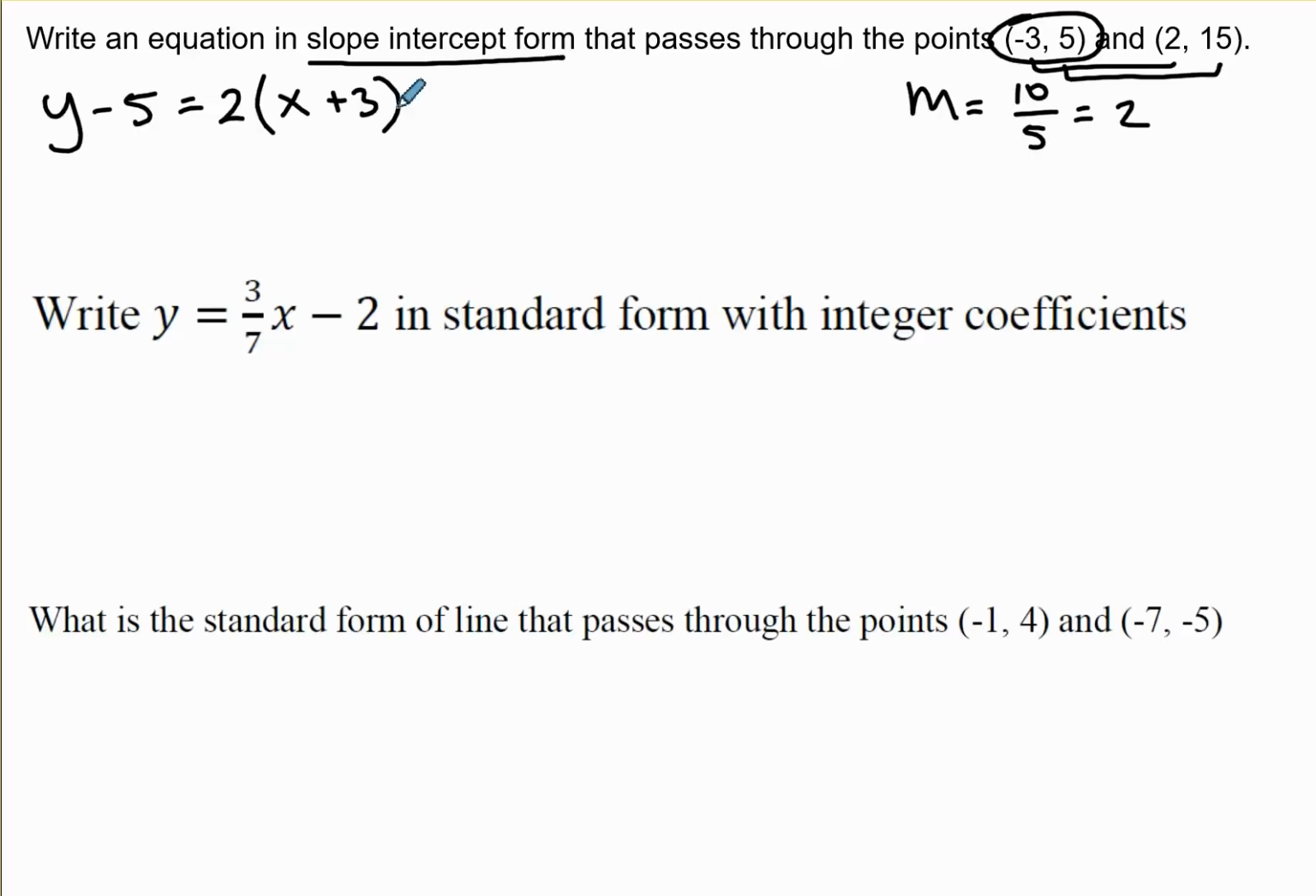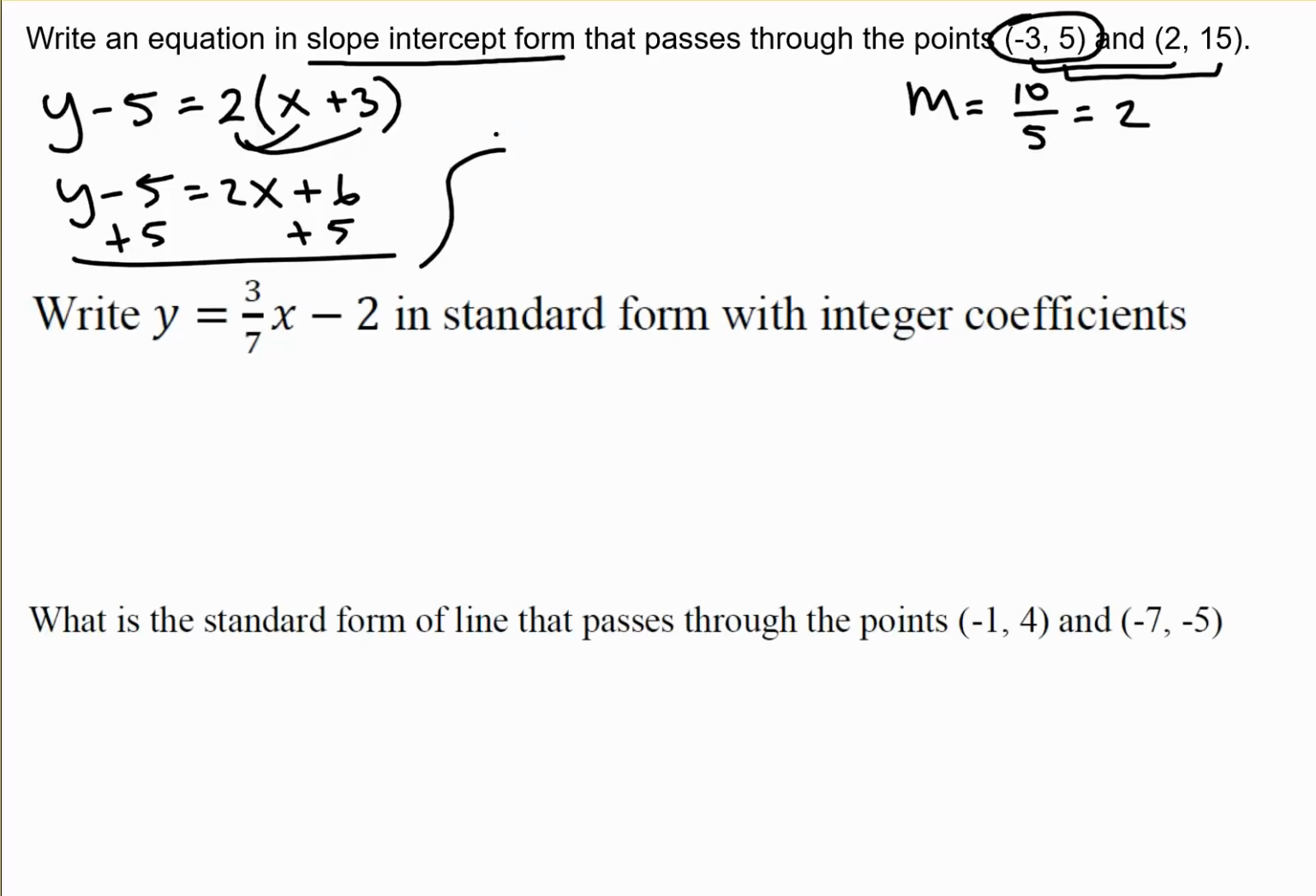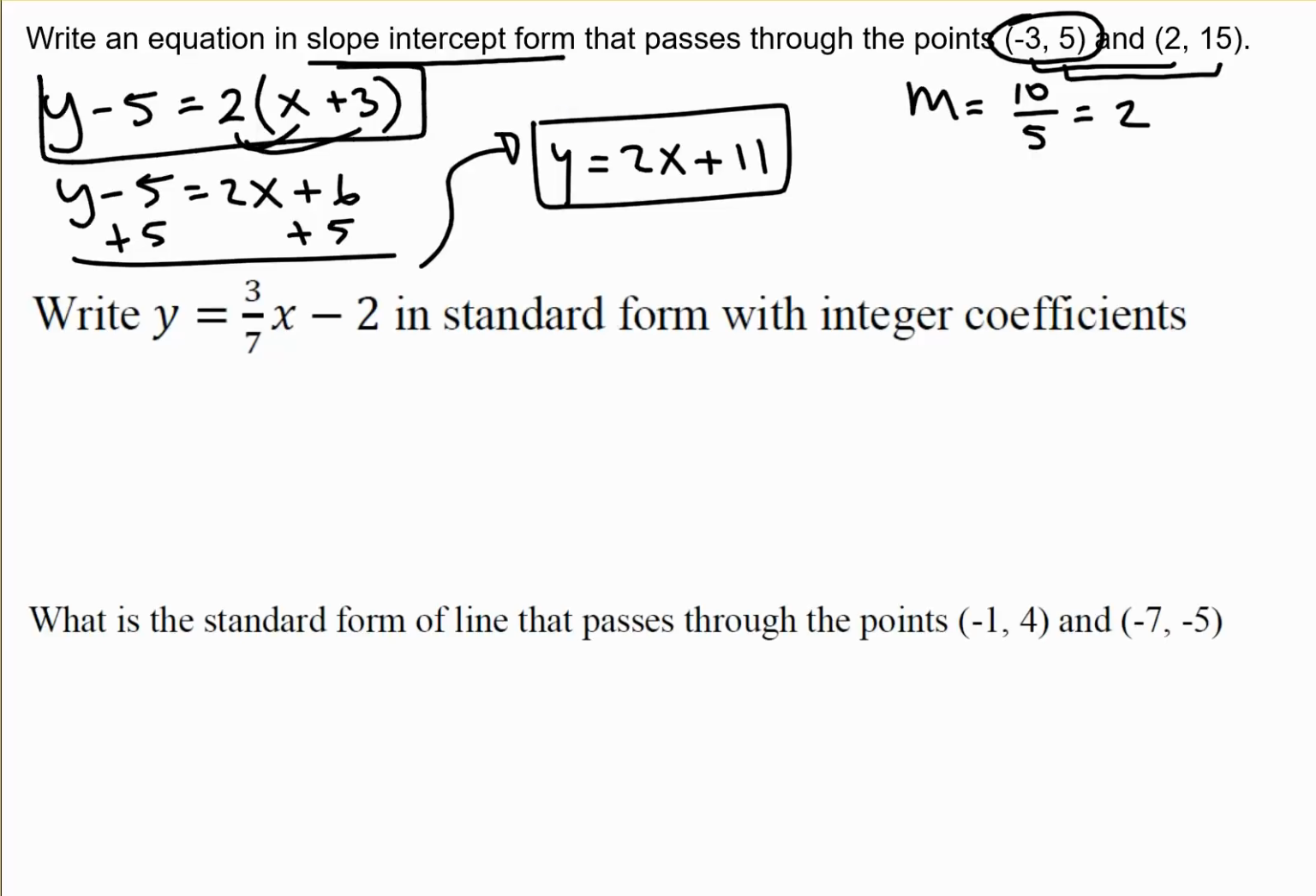And now we're going to change this to slope-intercept form. So to change this to slope-intercept form, we'll distribute a 2. We'll get y minus 5 equals 2x plus 6. And we'll add 5 to both sides. And we get y equals 2x plus 11. So there's slope-intercept form. Here is point-slope form. You'll be asked to do that later today.